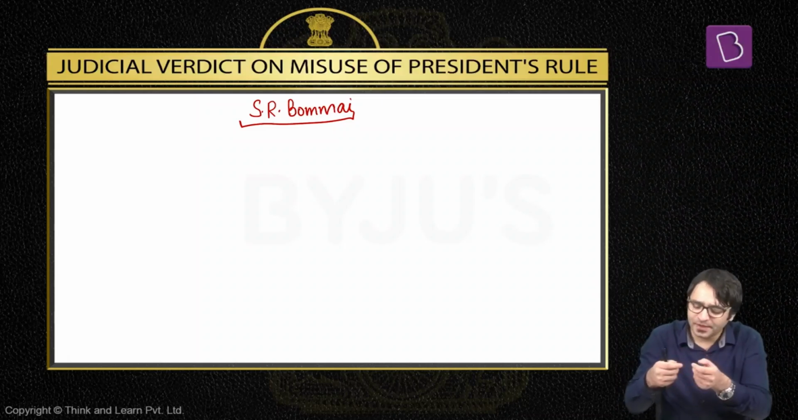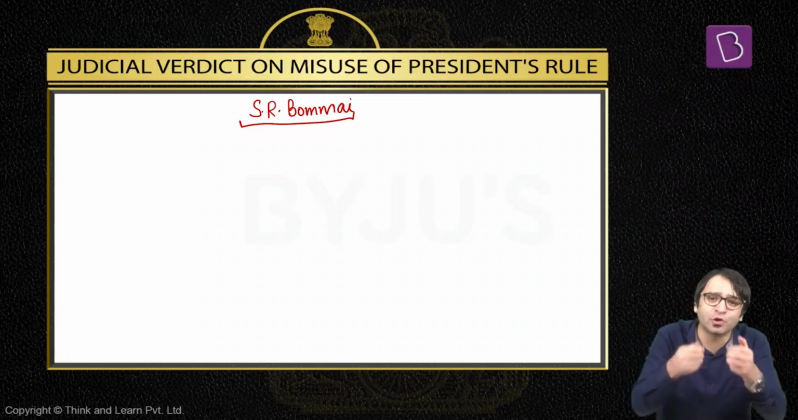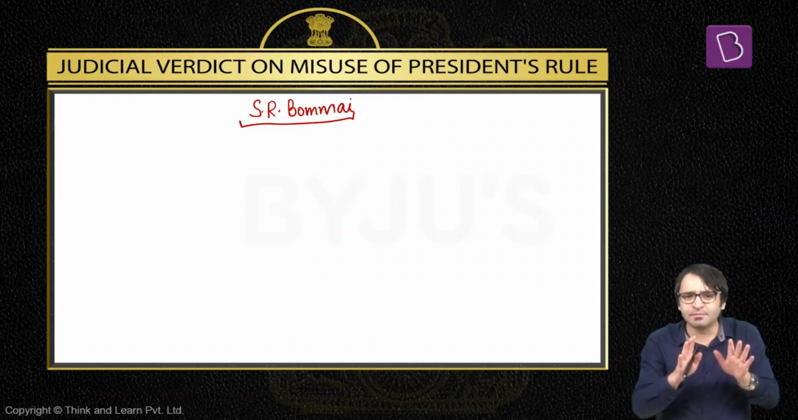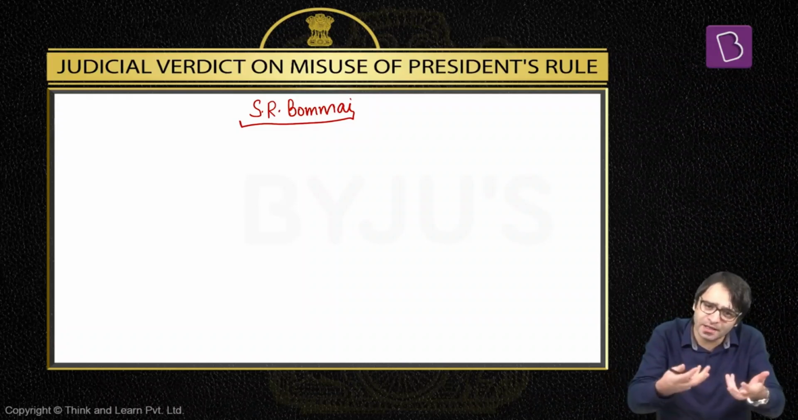Okay? 19 MLAs now are allegedly writing a letter to the governor saying that we have withdrawn support to the S.R. Bommai government, which means now the S.R. Bommai government is a minority. Since it is a minority, the governor has made up his mind that I will dismiss him and I will submit a report to the president that there is breakdown of constitutional machinery, impose president's rule in Karnataka.